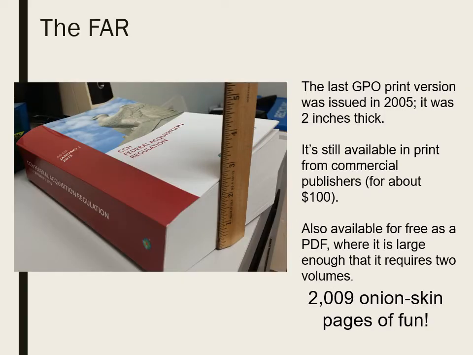This is the FAR. The government used to print it, the government printing office, but they stopped in 2005. It's still available in book form from commercial publishers. You're going to pay about $100 for it. It's available for free as a PDF. It's so large that it actually requires 2 separate PDF volumes. And you can see I've measured it out. We've got about 2.5 inches. And these are onion skin pages, so really, really thin paper.